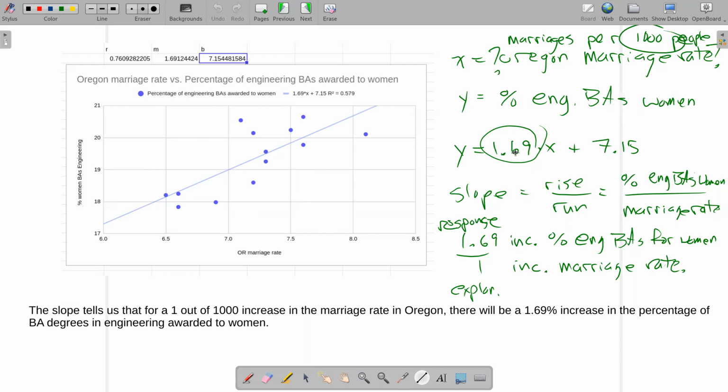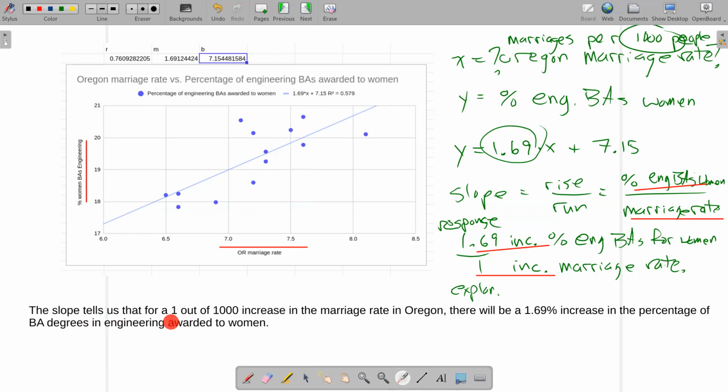To figure out what the slope meant here, the 1.69, I had to remember slope is rise over run. My vertical variable here, the rise, would be an increase in the percentage of engineering degrees awarded to women. And the run here would be an increase in the marriage rate in Oregon. And these are all increases because the numbers are positive. If one of them were negative, it would be a decrease for just that variable. So the rise would be an increase in the percent of engineering degrees in women here, and the run would be an increase in the marriage rate. So we write that as a fraction, 1.69 over 1. And we always state the explanatory first and the response variable second. And so you can see my sentence down here for that.